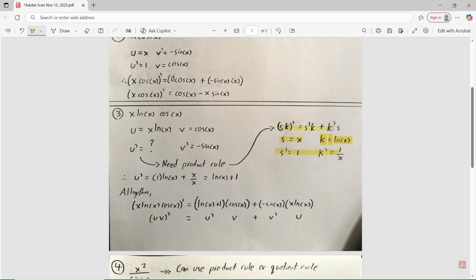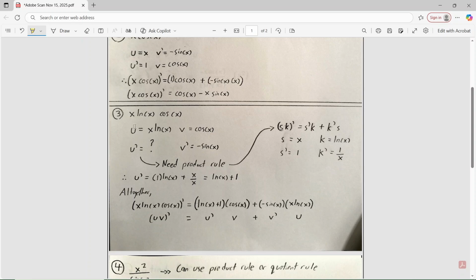combine them according to this formula, where u prime, which is s prime times k plus k prime times s, equals 1, which is s prime, times ln x, which is k, plus 1 over x, respectively k prime, times x, or k prime times s. So now we have an answer for u prime after doing product rule once.